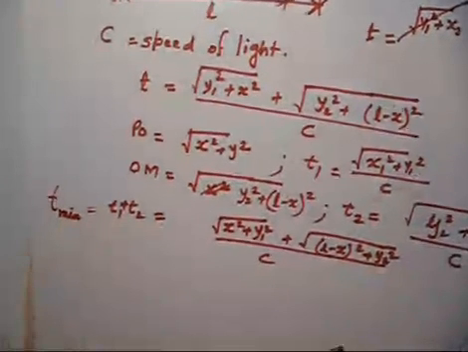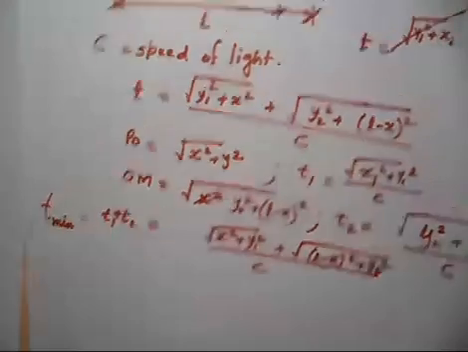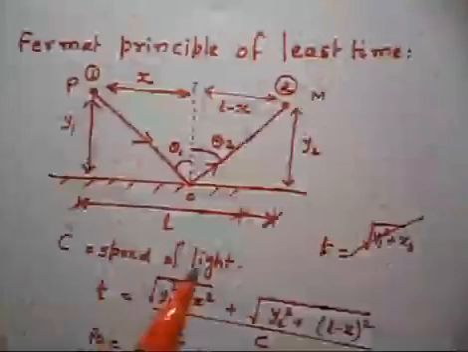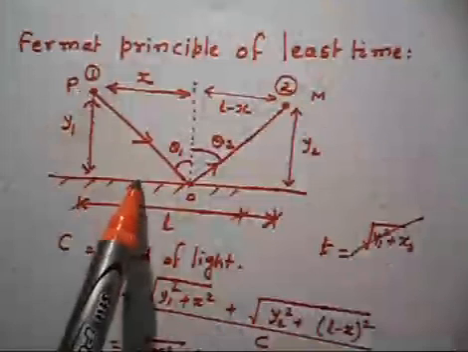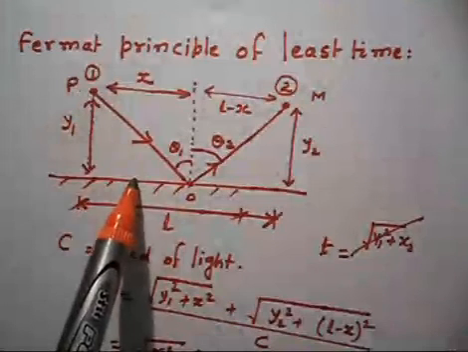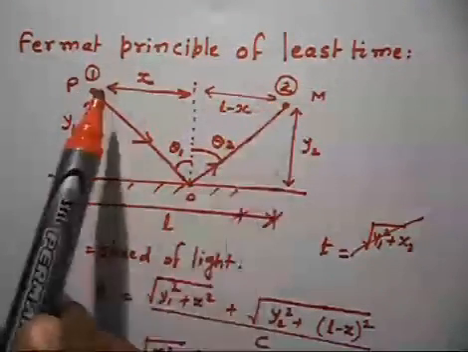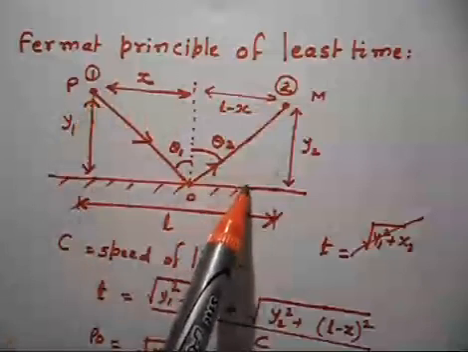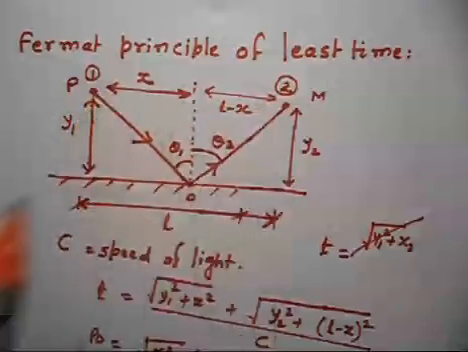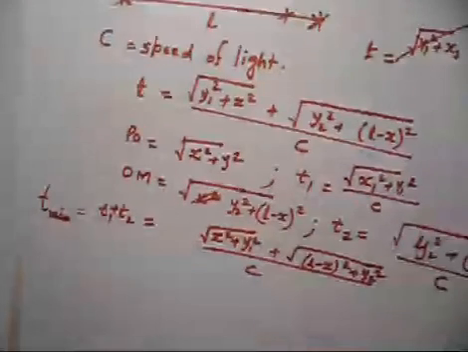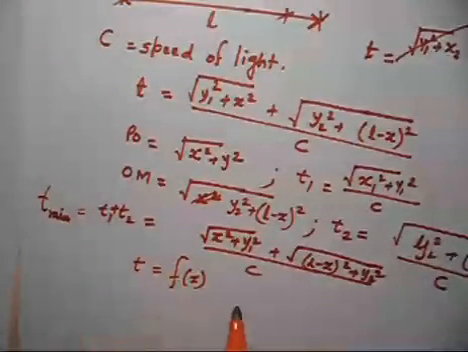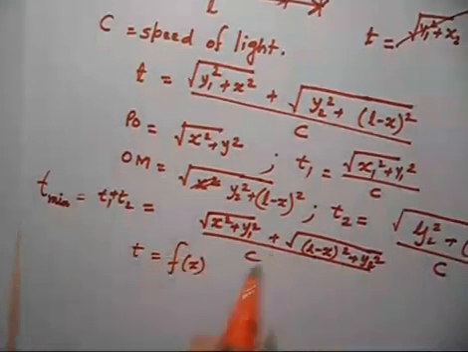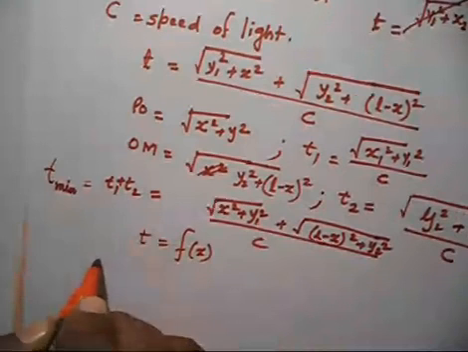Now if this time is minimum, x is variable. I can change x and I get a different path. If this light ray strikes here and then goes here, we will have a different x. If the light ray strikes here and then goes here, we will have a different x again. So x is variable, and I can say time is a function of x. If I want to find the minimum time, I have to differentiate this equation with respect to x.